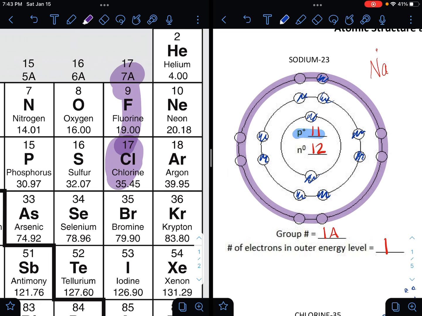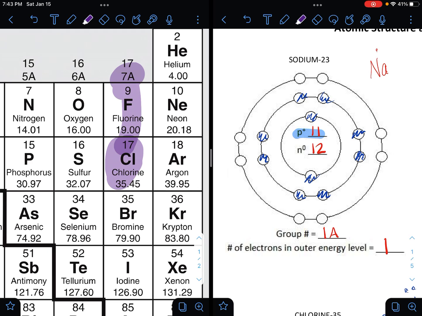So in order to fill up that shell, it would need to gain 7 more. But atoms cannot gain or lose more than 3 electrons. So it has another option. Instead of gaining electrons, it's going to lose that valence electron. I just removed the electron that was on the top. So you're probably thinking to yourself, but now there's no valence electrons.